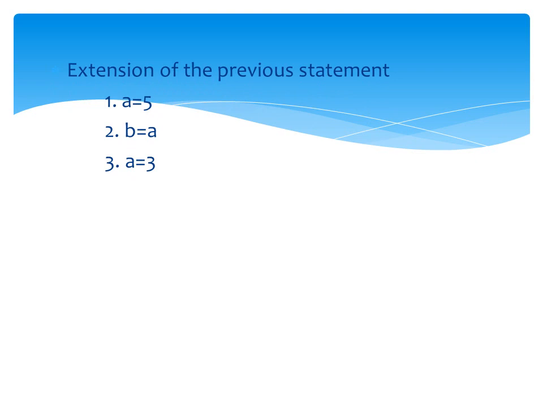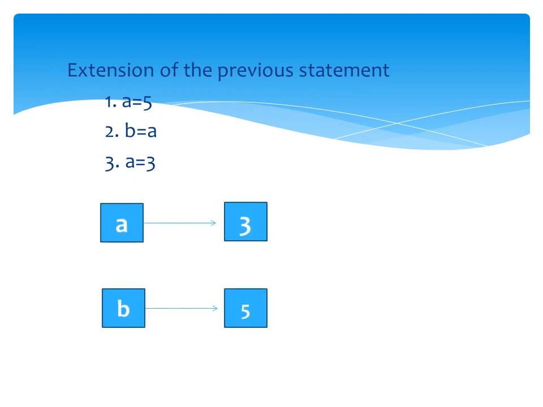Extension of the previous statement. Here you can see a equal to 5, b equal to a, and a equal to 3. In our last statement, a and b both mapped the value 5. Now a is mapping 3, because we have added the statement a equal to 3. But b is still mapping 5, because its statement ends here. If we added another statement, b equal to a, then b would also map 3.